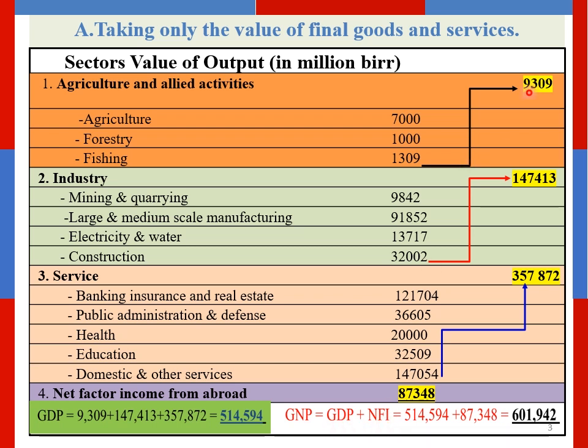Therefore, when you add all of those numbers, the yellow numbers, then you can get the gross national product, which is equal to this number.